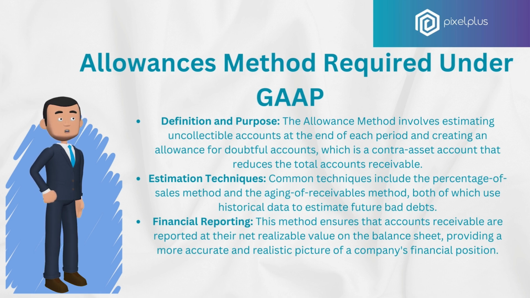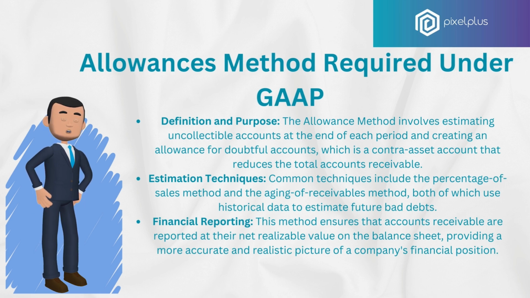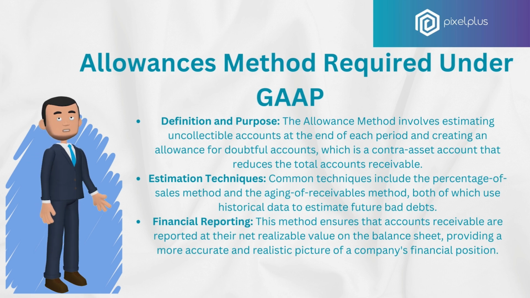of the company's assets. In summary, the allowance method, through the use of estimation techniques like the percentage of sales method and the aging of receivables method, ensures accurate financial reporting by reflecting accounts receivable at their net realizable value. This method supports better financial planning and decision-making by providing a realistic assessment of the company's expected cash inflows.